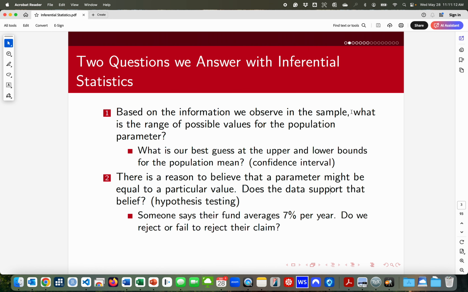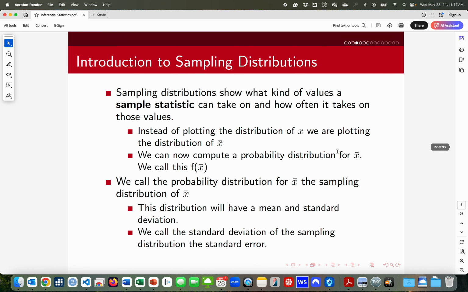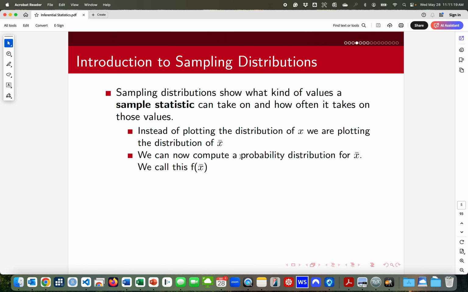So instead of plotting the distribution of x, I'm going to plot the distribution of x bar. And the probability distribution for x bar is just f of x bar. So that's the probability distribution. I'm going to show you an example of this in just a few minutes.